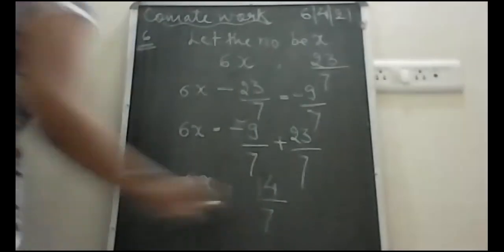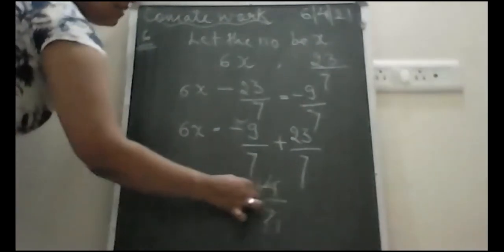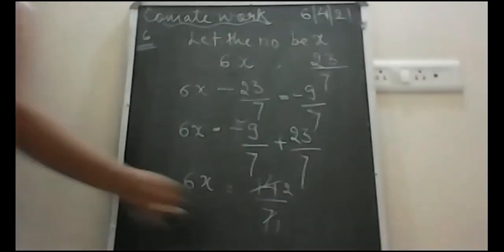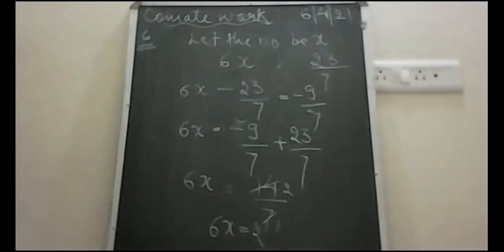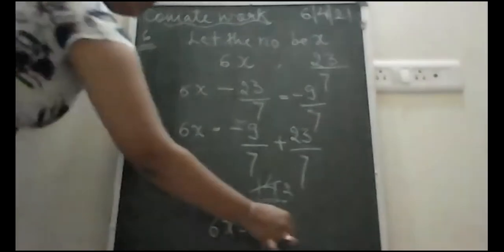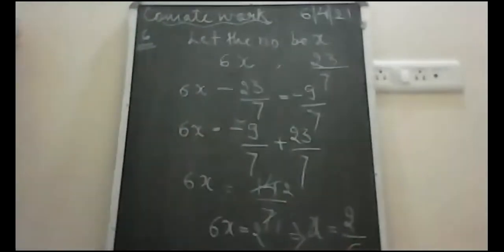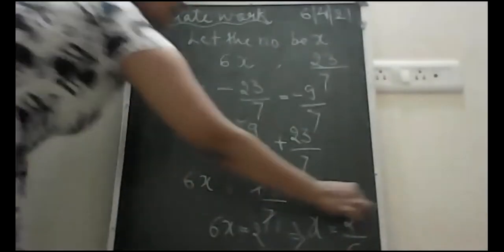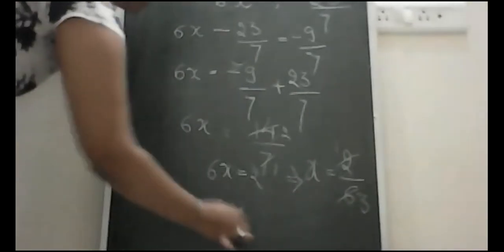And 14 by 7, when you solve, what will you get? 7 ones are 7, 7 twos are 14. Yes, you will get the value 6x is equal to 2. And 6x is equal to 2, when you solve it, you will get x is equal to 2 by 6. And 2 by 6, when you solve it, 2 ones are 2 and 2 threes are 6. It means the value of x is equal to 1 by 3. Finished.